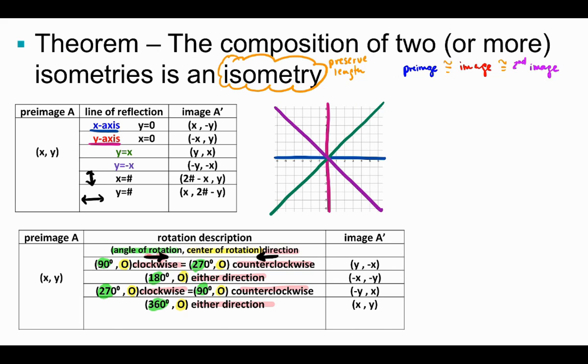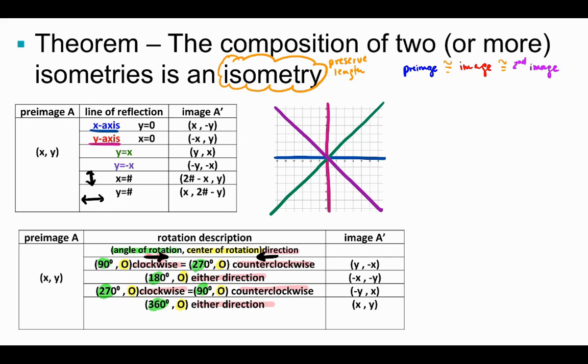The composition of two or more isometries is an isometry. Remember, isometry does preserve length. So this means that our pre-image is congruent to the image, which is congruent to our second image. All of the transformations that we've worked with so far have been isometries, so we are going to continue to work with congruent figures.